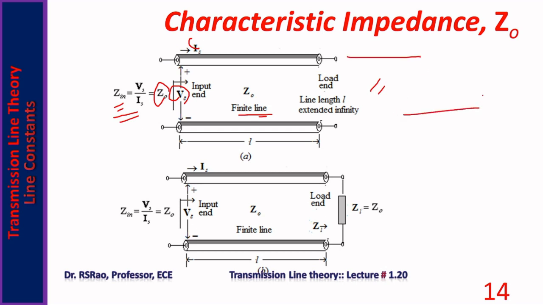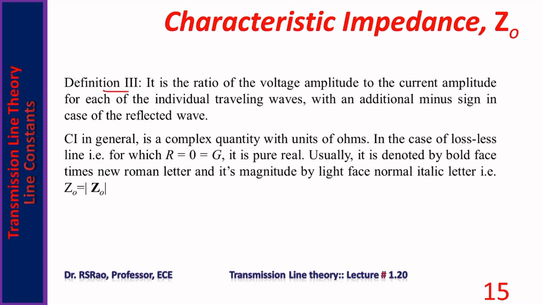This is one way, one definition. Another definition is if you terminate a line with a certain impedance, and this impedance gives the same input impedance, equal to the terminating impedance, then that impedance is the characteristic impedance. It means Zn becomes characteristic impedance, ZL also becomes characteristic impedance. Another definition is also there.